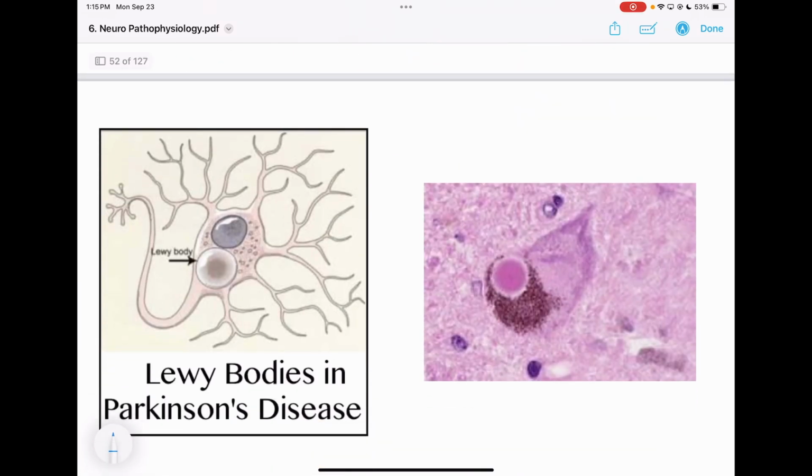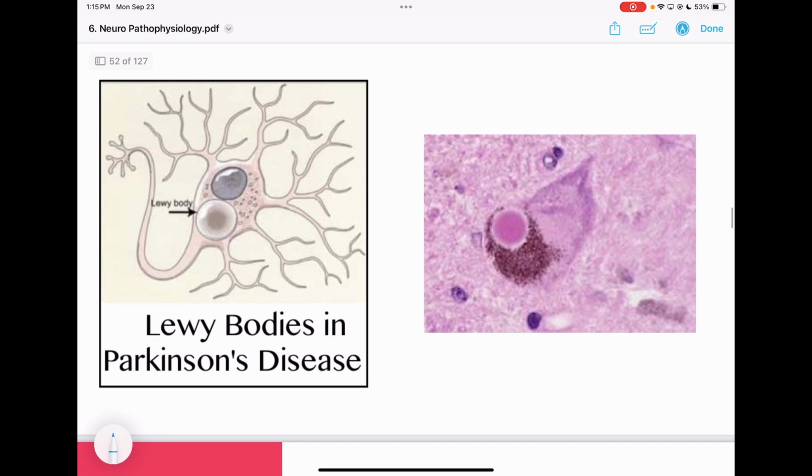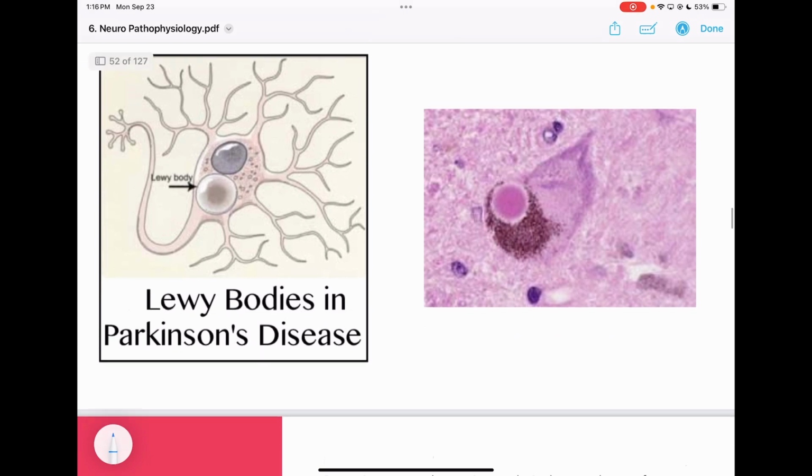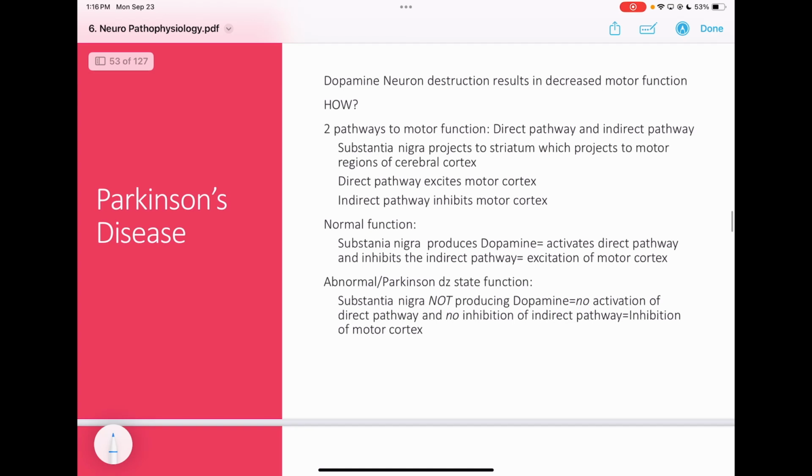So you can see here, this is what a Lewy body looks like under the microscope. Okay, so dopamine neuron destruction now results in motor dysfunction. Yes? So are Lewy bodies always present in Parkinson's or only in Lewy body dementia?